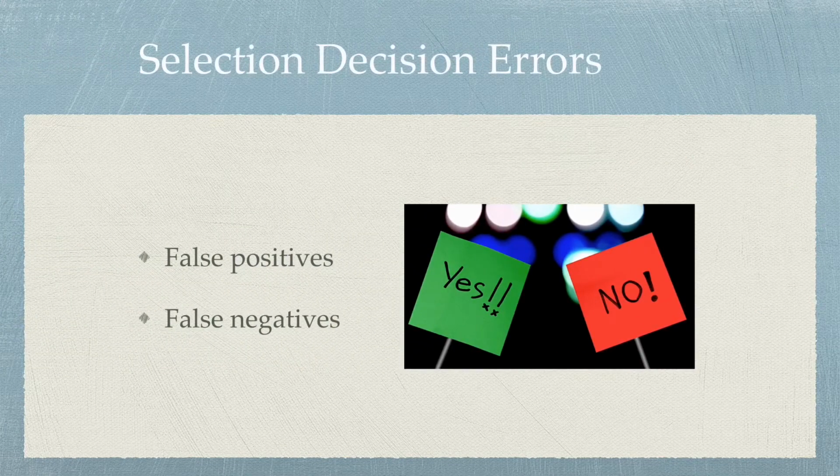According to Gatewood's research back in 2010, there are two types of selection decision errors: the false positive and the false negatives. The false positive errors occur when applicants successfully pass through all of the selection phases and are employed, but prove to be unsuccessful on the job.